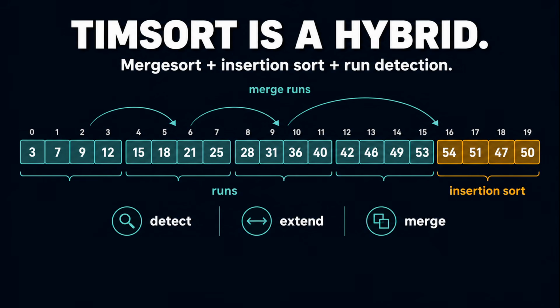Which brings us to Timsort, the algorithm Python and Java actually use for their built-in sort. It is not a clean textbook algorithm. It is a hybrid built around one observation. Real-world data is rarely random. So real data has runs, and Timsort scans for them first? Exactly. Stretches already sorted or reverse sorted.